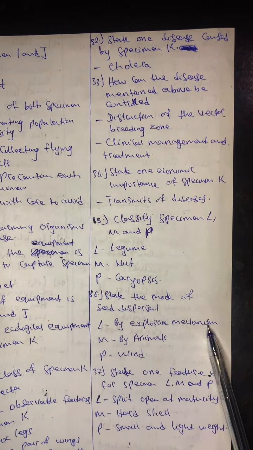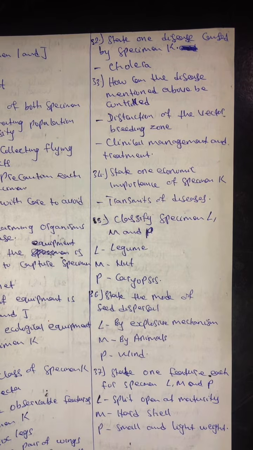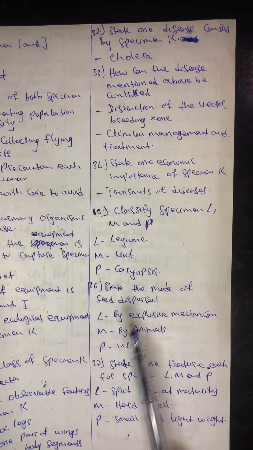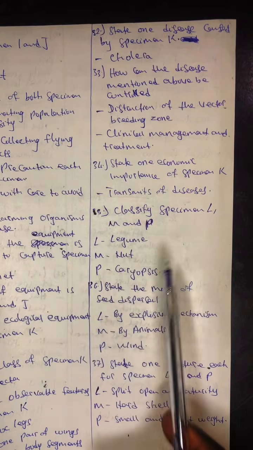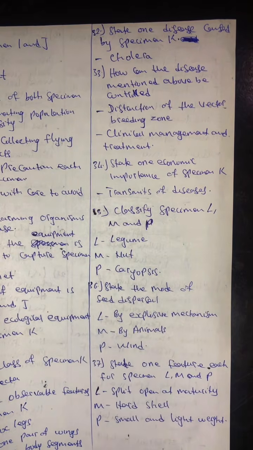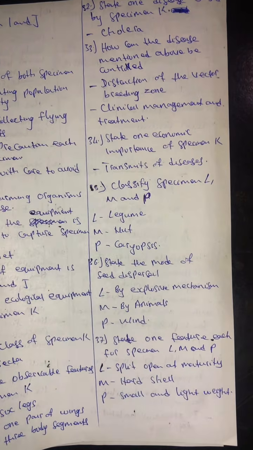L is by explosive mechanism. You hear pra, they split it out. No, nothing dispersed, just pra, they split out their seed by themselves by explosive mechanism. M is by animals. Animals carry them about because it is what? Edible. P is by wind. Wind blows it out.